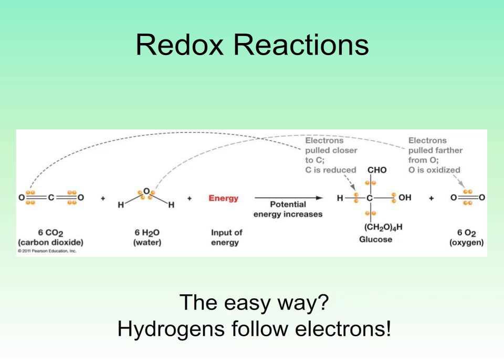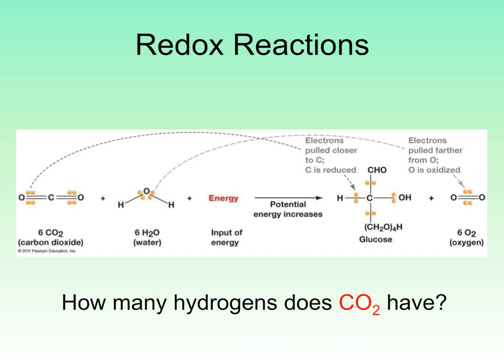But in reactions involving organic molecules, the easiest way to determine where the electrons are going usually involves watching the hydrogens. How many hydrogen atoms does the carbon dioxide have? Yes, none. So the carbon atoms in the 6 carbon dioxides share no bonds with hydrogen. How many hydrogen atoms does the water molecule have? Yes, 2. So the oxygen atoms in the 6 water molecules share bonds with 12 hydrogens.